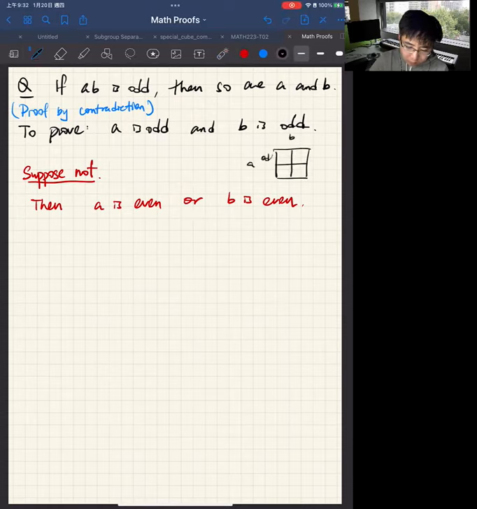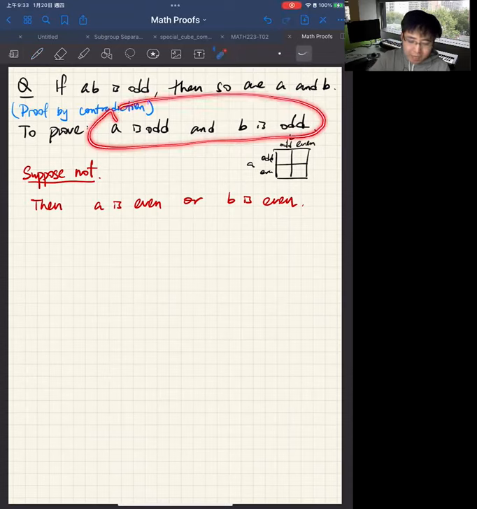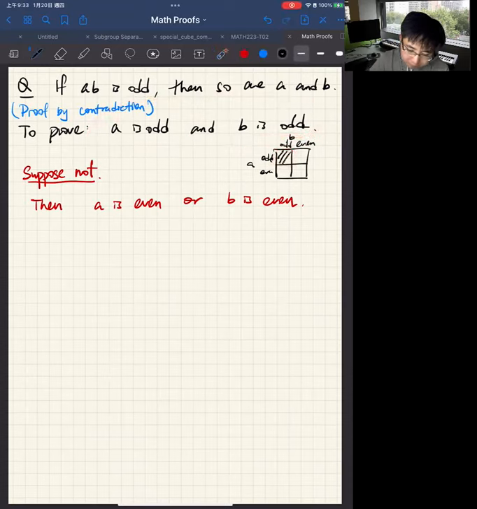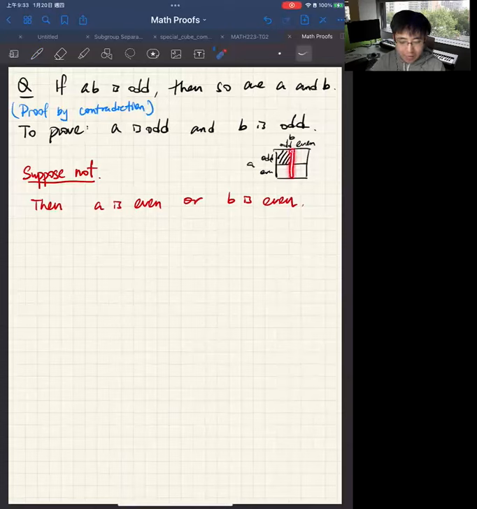So you have odd, even, odd, even. This means that A is odd and B is odd, meaning that it's in this square. So how do we negate it? The only negation is this L-shaped thing, and this L-shaped thing is given by A is even or B is even. So take the union of them.